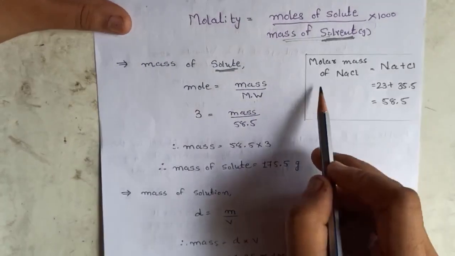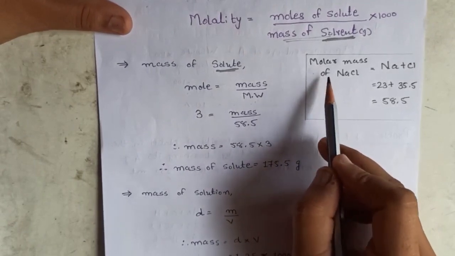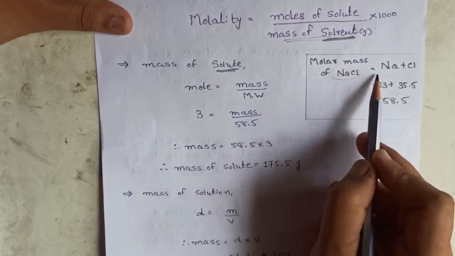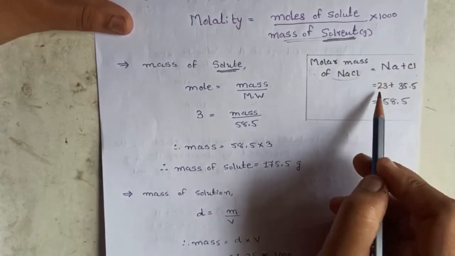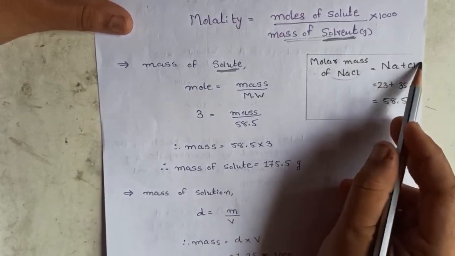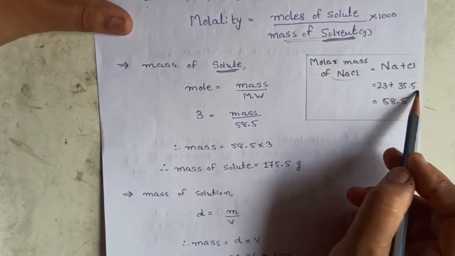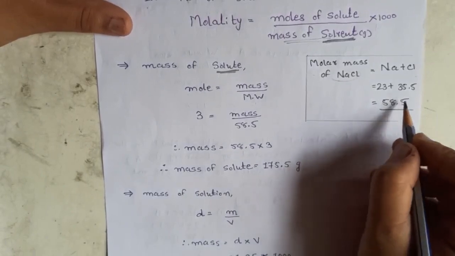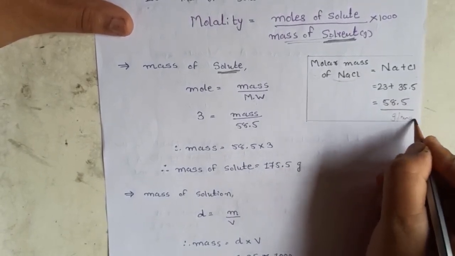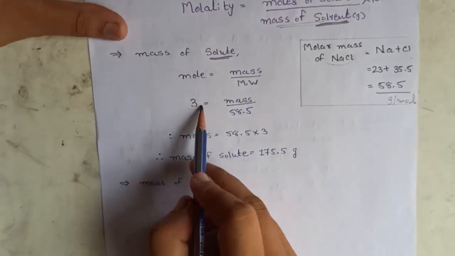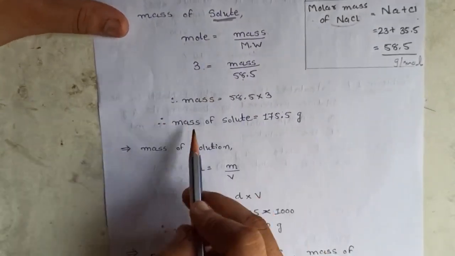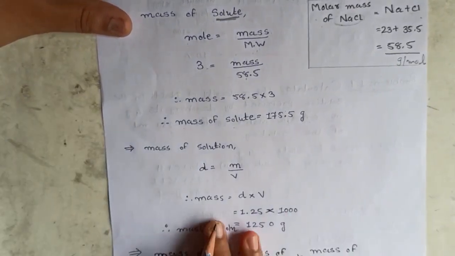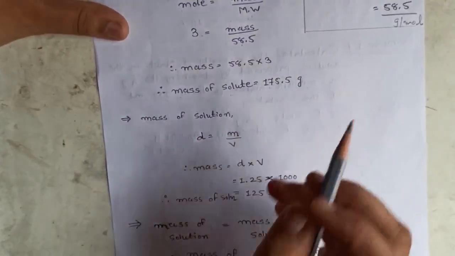Here the molar mass of solute, because our solute molecule is NaCl, so Na plus Cl. Atomic mass for the sodium is 23 and atomic mass for the chlorine is 35.5. So molar mass for the NaCl is 58.5 gram per mole, right? Now replace all values and you will get the mass of solute 175.5 gram, right? 175.5 gram.